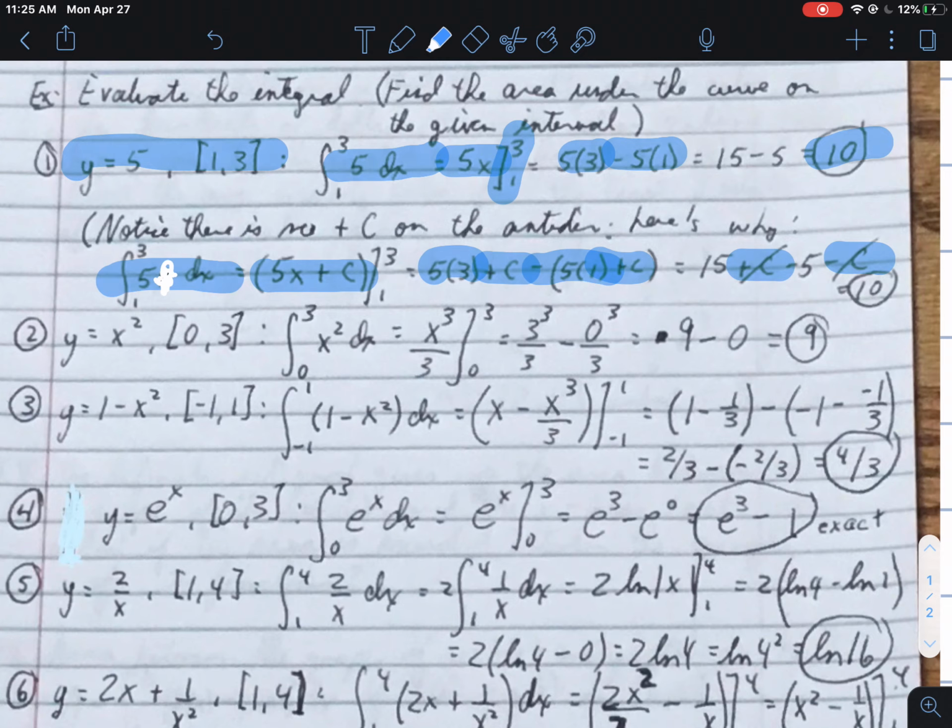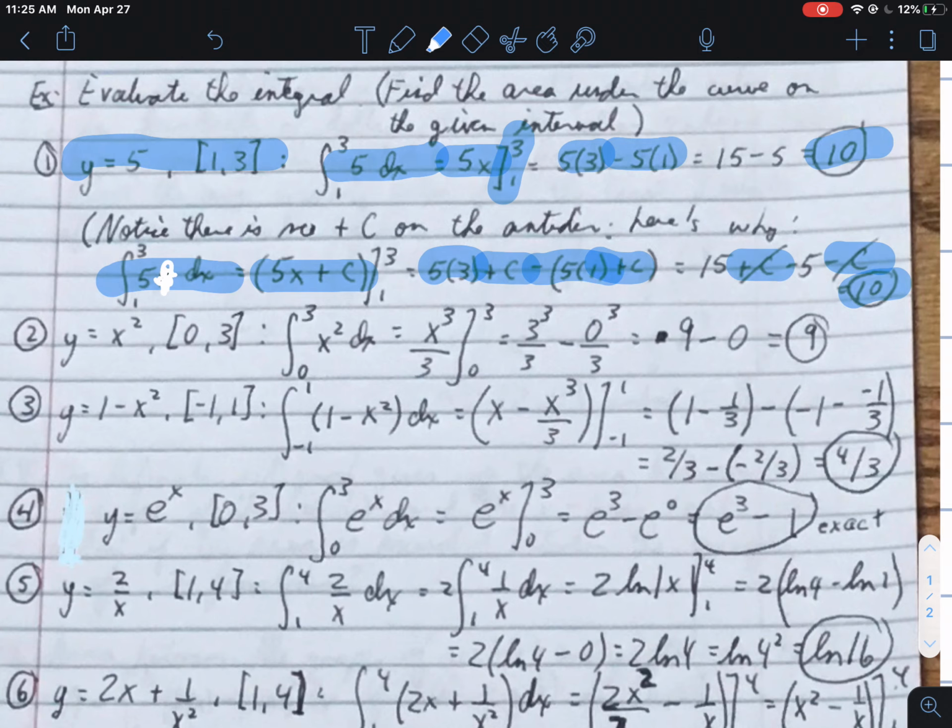So technically, should we put the plus c when we do the antiderivative? Sure. But in the case of a definite integral, I don't need it because it's always going to subtract out. So I end up with 15 minus 5 again, or 10, which is what we got previously. All right. So we don't bother putting it. It just saves us a little bit of work. Not a whole lot, but a little bit.